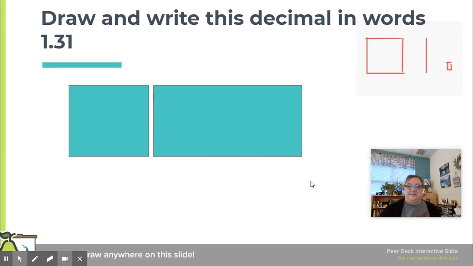All right, the next one, assuming you're ready for it. Draw and write this decimal in words. 1 and 31 hundredths. Remember that every mat you draw is what's in the whole number place. So we've got a 1 in the whole number place. So we should only have one mat when we draw it.